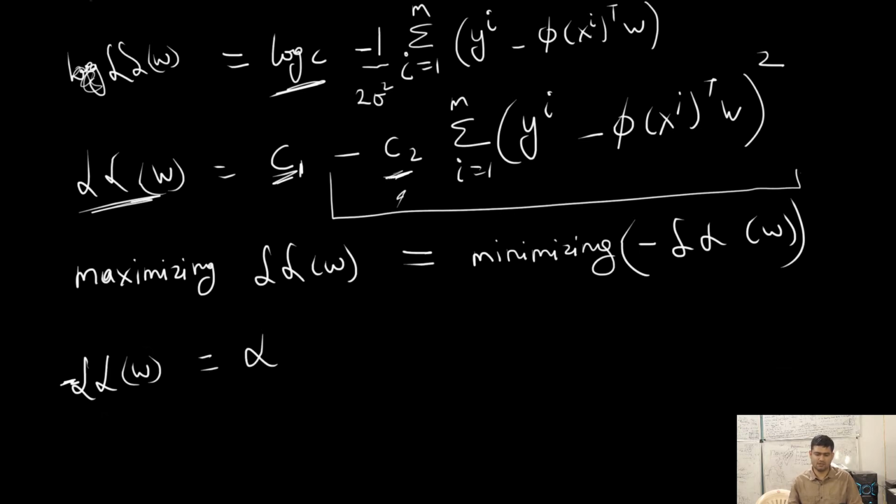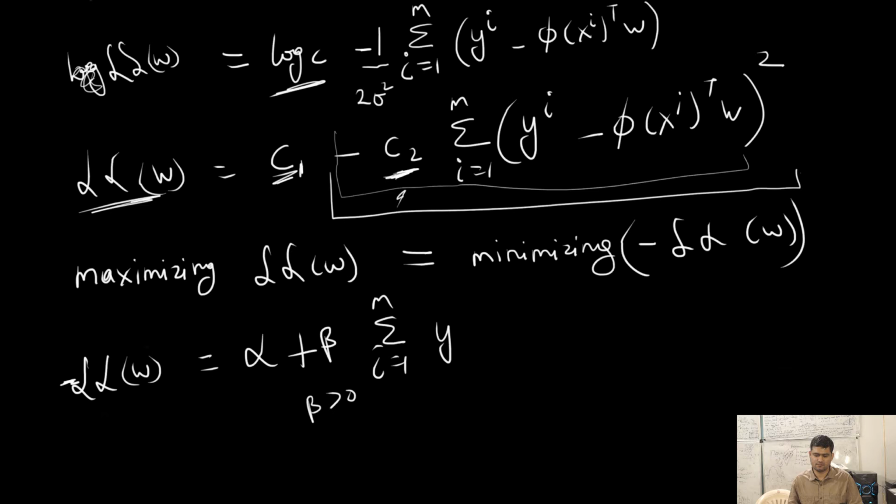alpha plus some constant beta. Since this is positive, the entire thing would be negative, and the negative of that would be positive, plus some beta, where beta is positive, times the sum over i equal to 1 to m of (yi minus phi of xi transpose w) whole square.